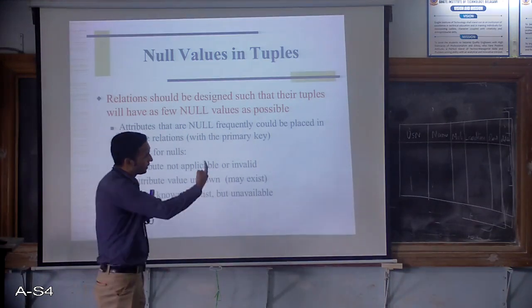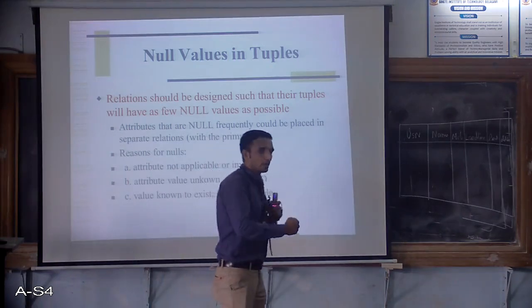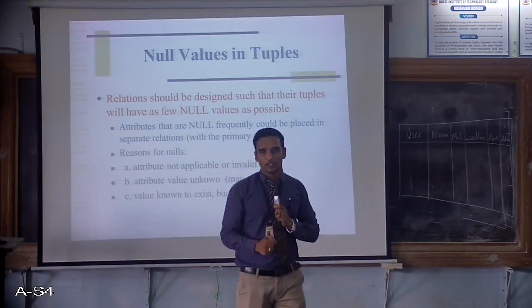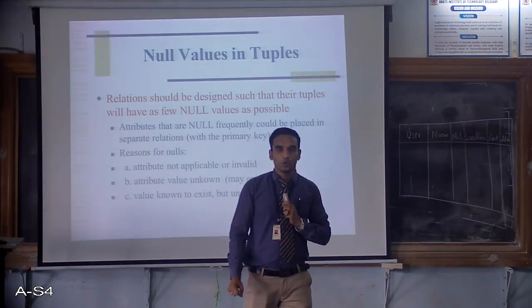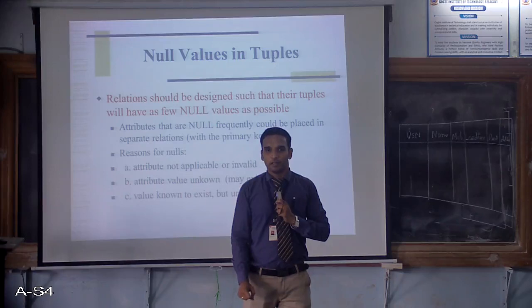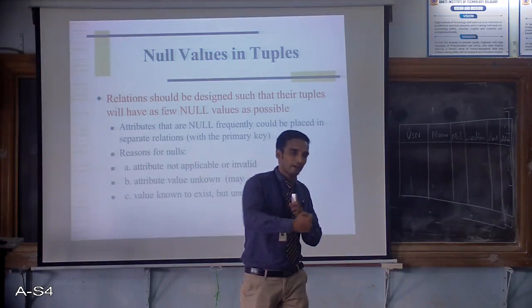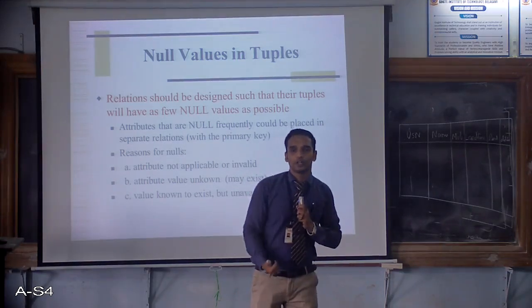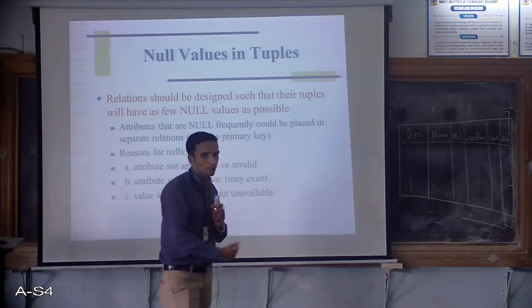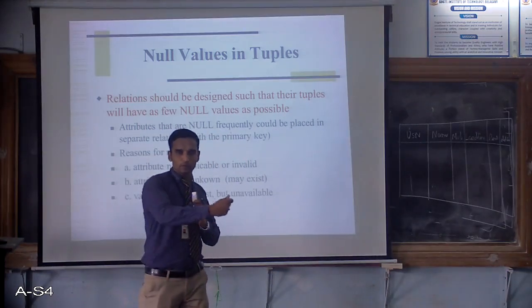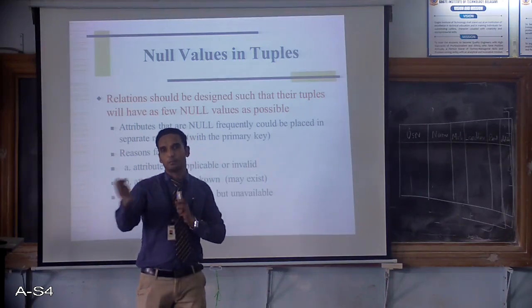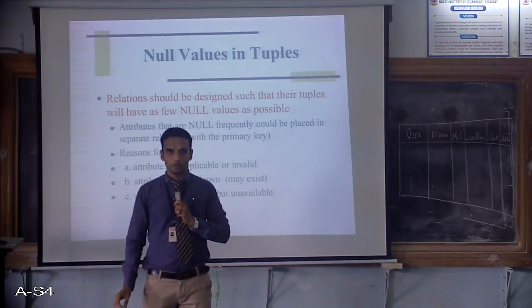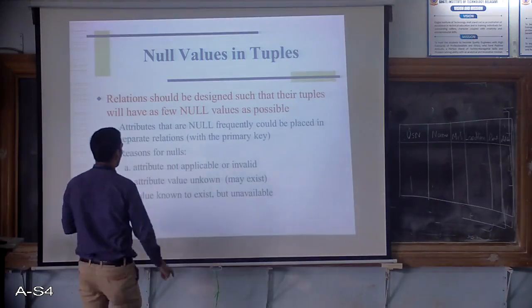When you are designing a relation like this, make sure that the attributes included in the relation should not have maximum null values. That means if maximum attributes are having null values, then what is the use of those attributes? So in that case, whichever attributes are ending up with null values in it, you can take them out from the main table and place them in a separate table. Now what are the various reasons where you will come across null?